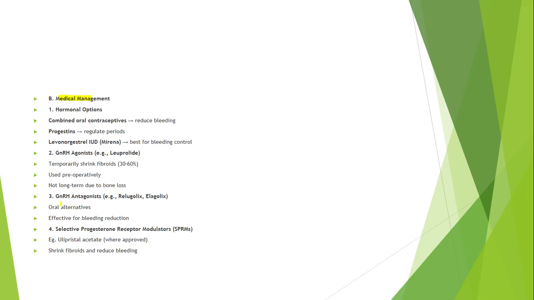Next is gonadotropin releasing hormone antagonists such as relugolix and elagolix. So there are actually oral alternatives effective for bleeding reduction. Next is selective progesterone receptor modulators, also known as SPRMs, such as ulipristal acetate, where approved. They shrink fibroids and reduce bleeding.